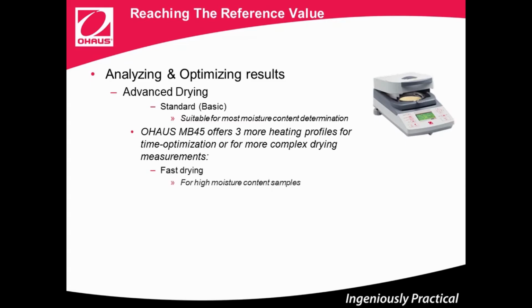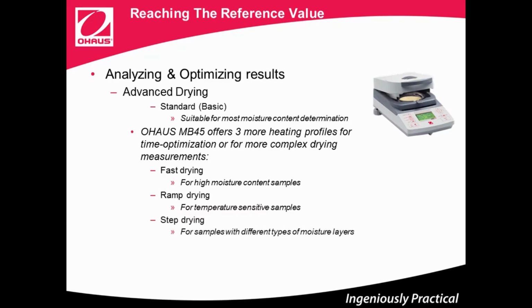Fast drying. The equipment reaches the temperature very quickly. This profile is ideal for high moisture content samples. Ramp drying. The equipment slowly reaches desired temperature, ideal for temperature-sensitive samples. And step drying. The equipment will reach the desired temperature in steps, ideal for samples with different types of moisture layers.